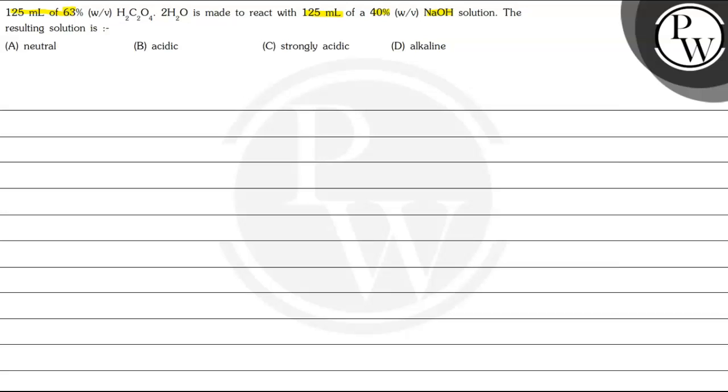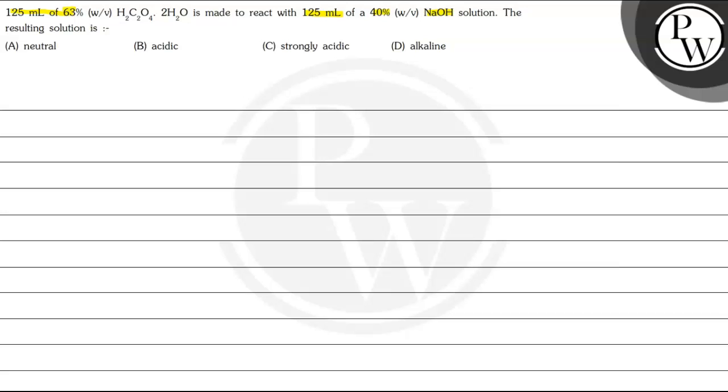Okay. So basically we try to react oxalic acid with NaOH solution, and the final solution is either neutral, acidic or strongly acidic. For that we have to calculate the concentration or normality of both these solutions.